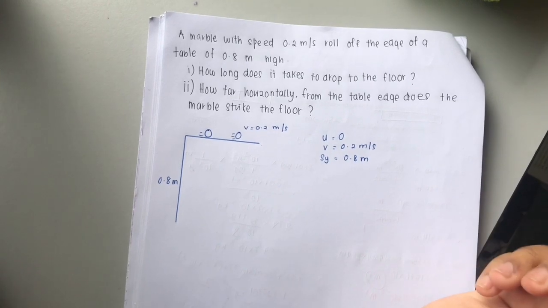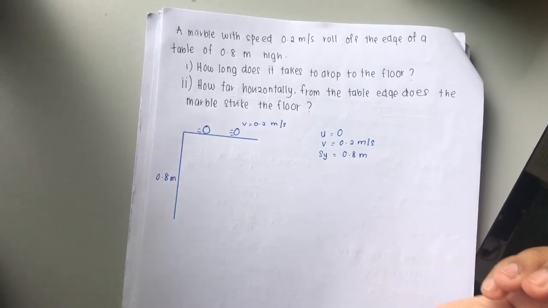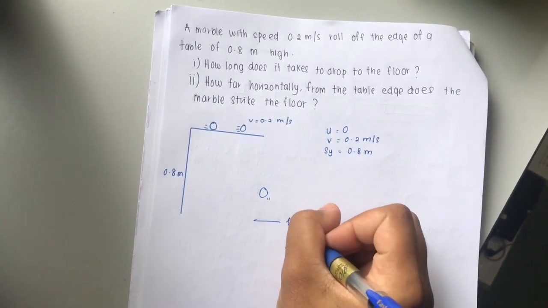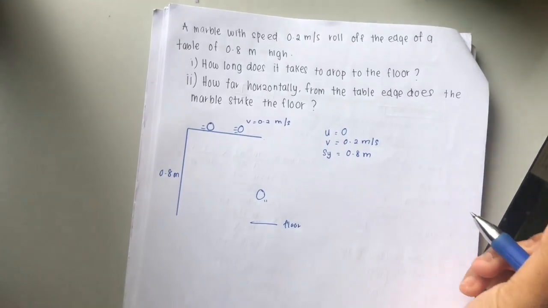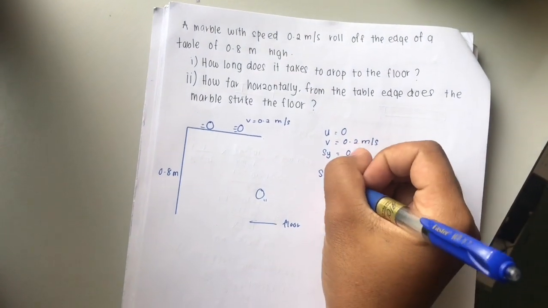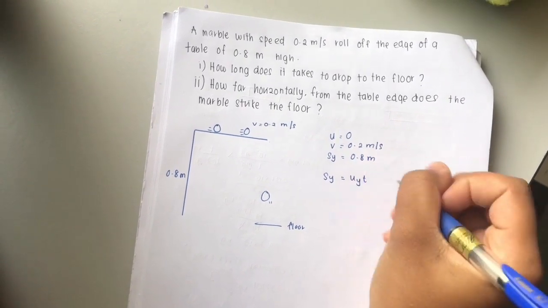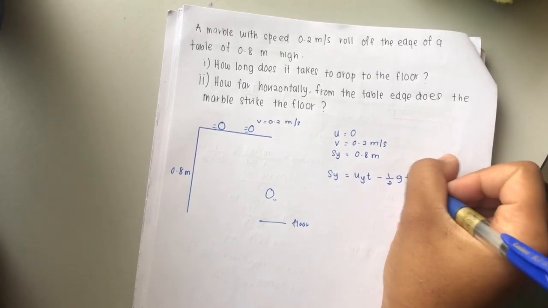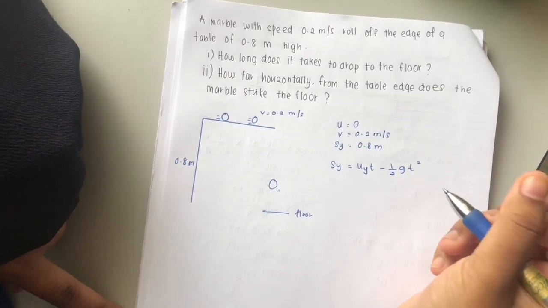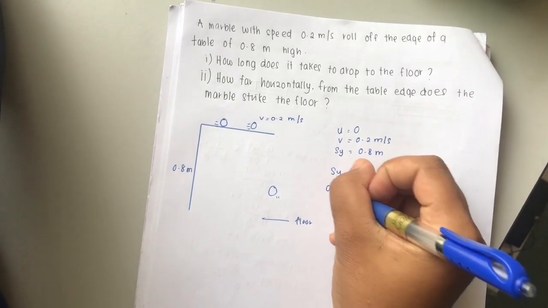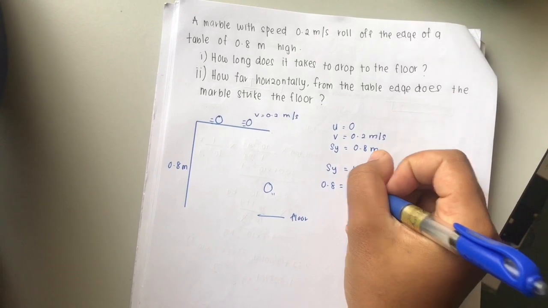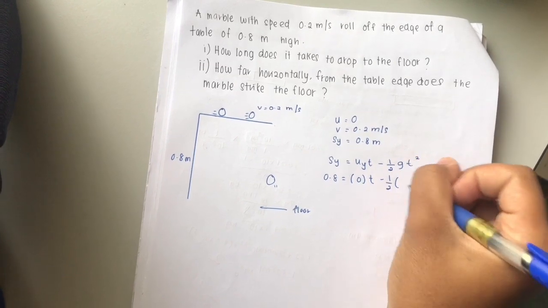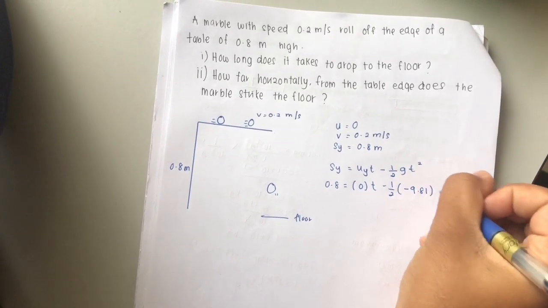So the question is, how long does it take to drop to the floor? It means how long does the marble take to drop to the floor? From that, we use the formula Sy equals Uyt minus half gravity times t squared. We know that the height of the table is 0.8 and the initial velocity for the marble is 0, and we need to find the time, and the gravity is negative 9.81.